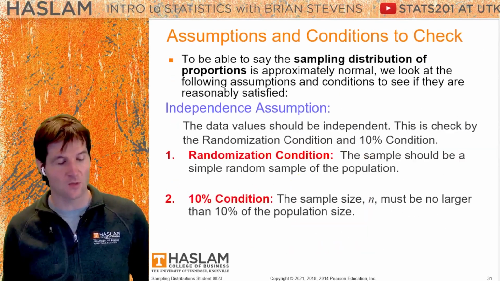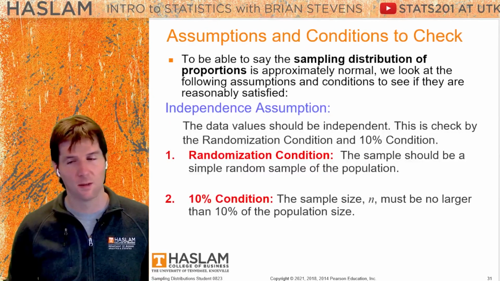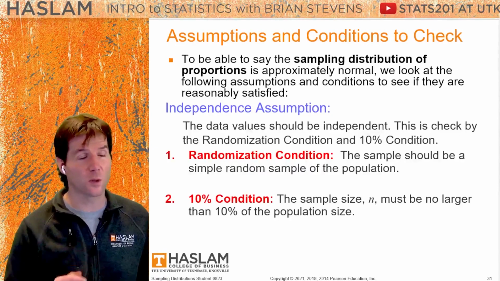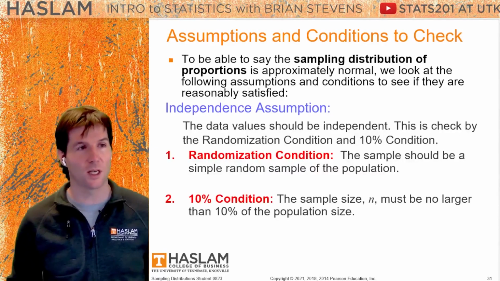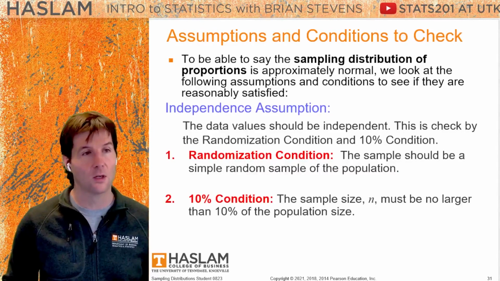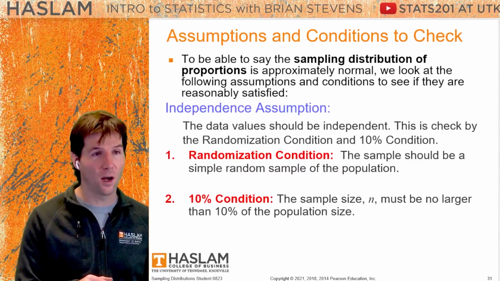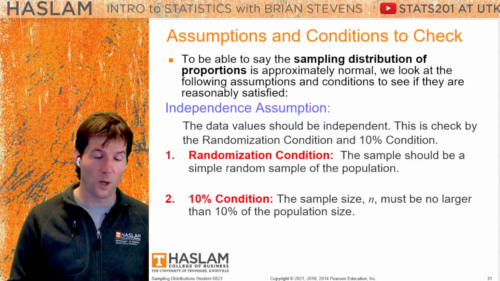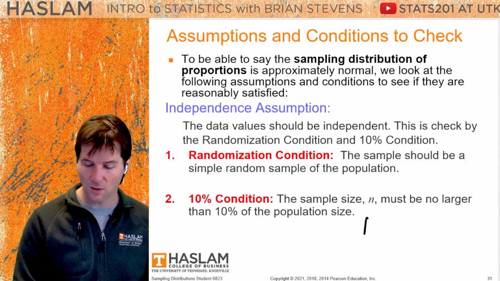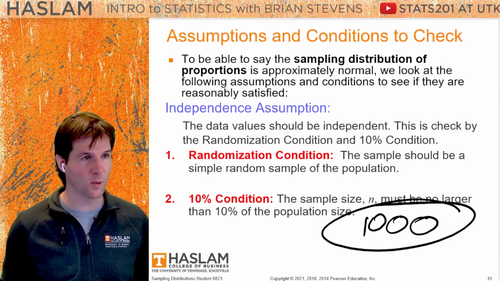We need to meet our conditions right here. 1, were we taking random babies from that hospital? Well, hopefully we were, because that's the first condition. We have to say we're taking a random sample, or we have to know that we're taking a random sample of the data. 2, did we take less than 10% of the population? Well, we took 1,000 births. 1,000 children were sampled. Is that less than 10% of all babies being born?